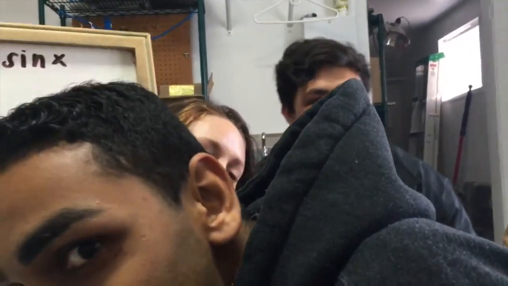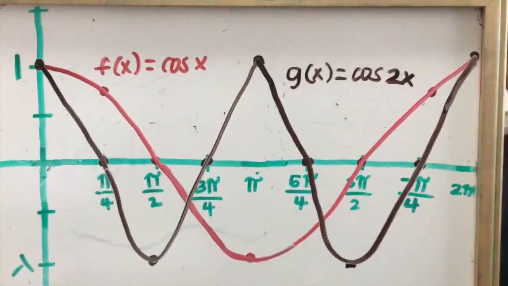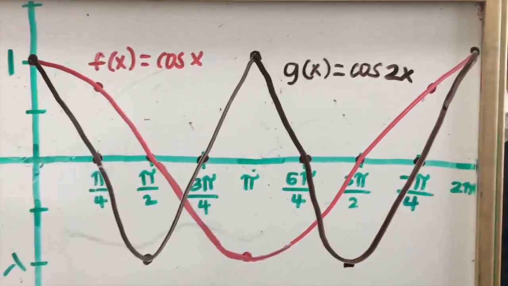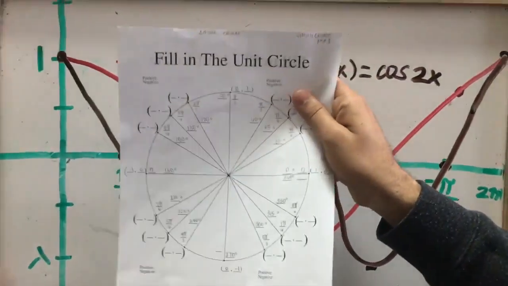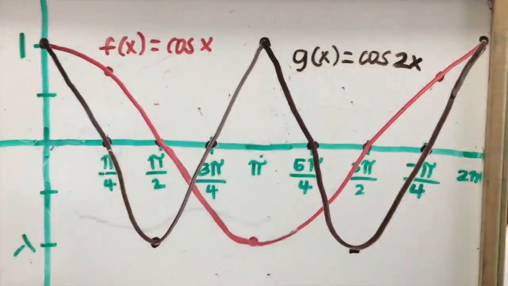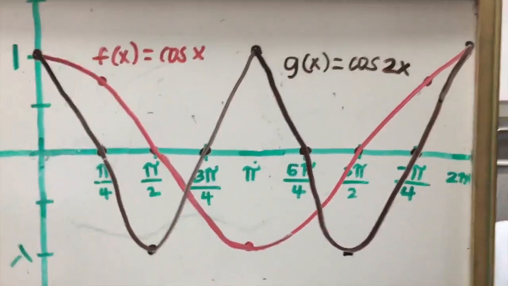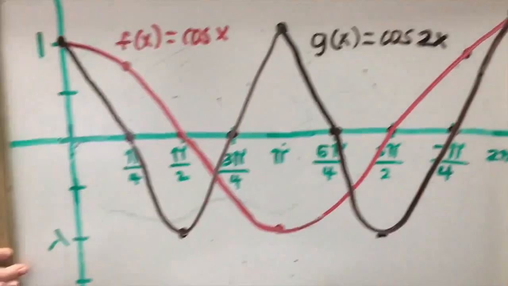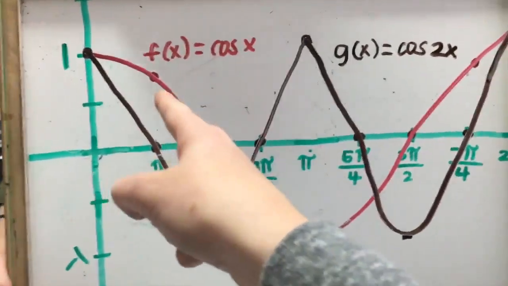Yay! Woo! You plot the points using the unit circle. Plot the 4 on that unit circle right there. And then I don't know how to plot that. I don't know how to plot that or that.